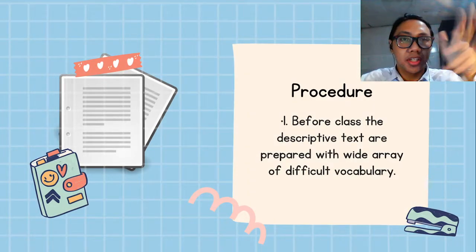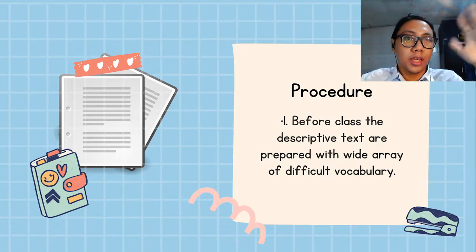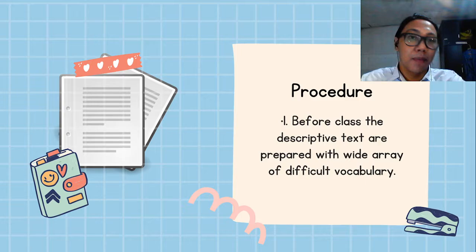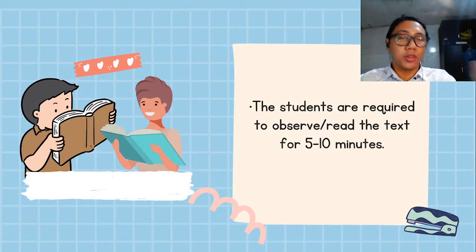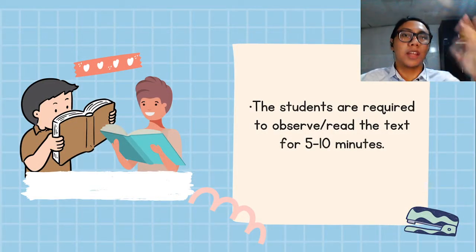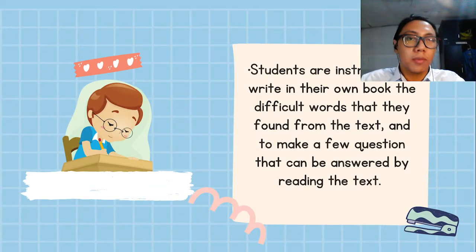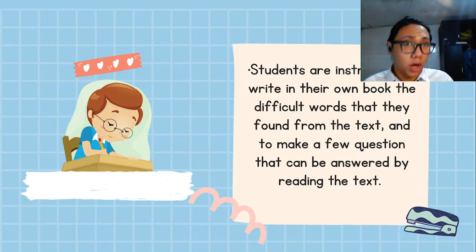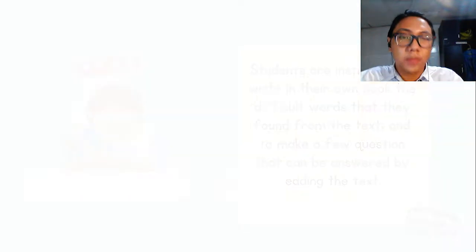So here's the procedure of the method or the learning that we are going to use. First, before the class, we have amassed a descriptive text with a wide array of difficult vocabulary. After that, we require the student to read it in 5 to 10 minutes. Then we give them an instruction to write difficult words and create a question regarding the descriptive text.